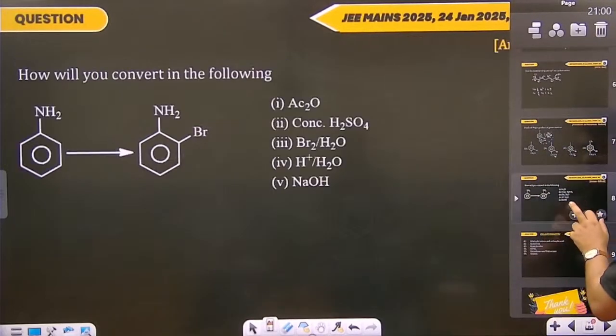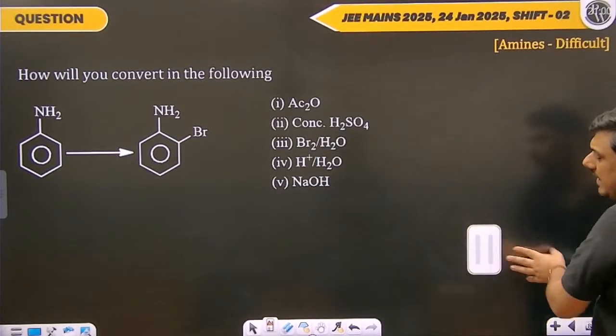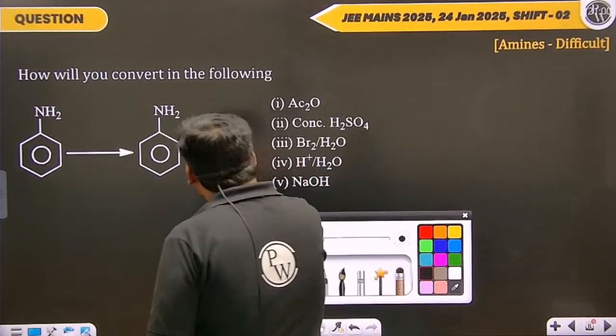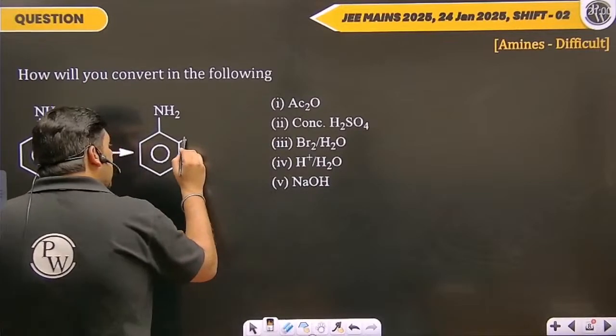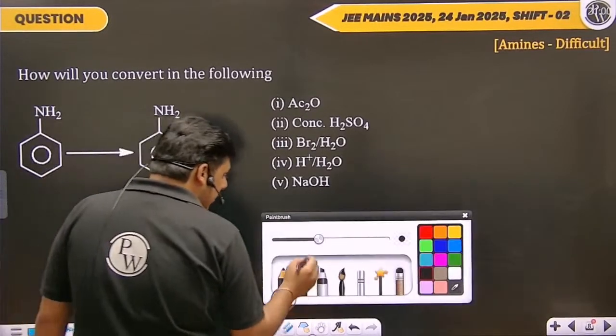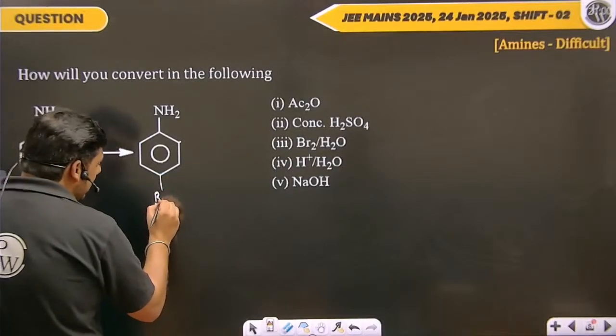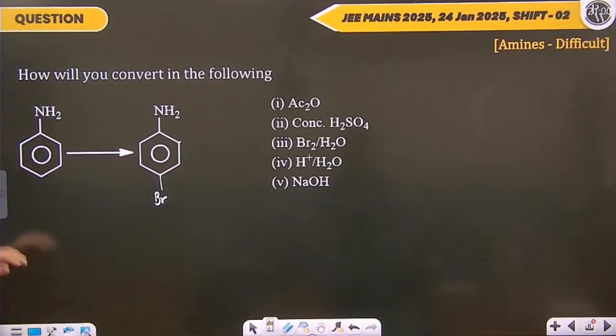Now the next one is again an electrophilic substitution reaction, electrophilic aromatic substitution. Here there is a little correction in the question itself. The question was: from aniline you had to form the para-bromo substituted product, right? So how can you do this?